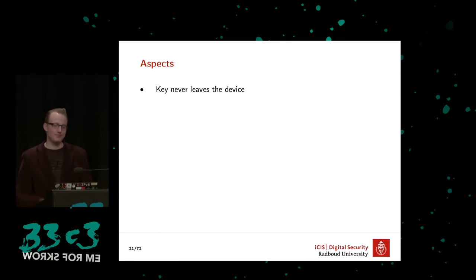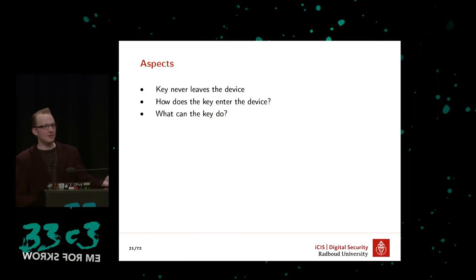So the aspect of these things is the key never leaves the device, ideally. But then how does the key enter the device? You can enter new keys. You can enter key encrypting keys to decrypt keys that you never see, et cetera, that then another hardware security module exports. It's all interesting crypto, but you also get the problem of what can the key do? Are you limited to 1024-bit RSA? And is it possible to emulate all this once you have the key? Right? We really want to have other aspects to our function.